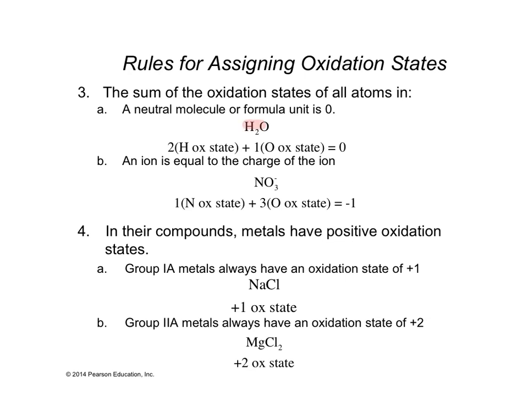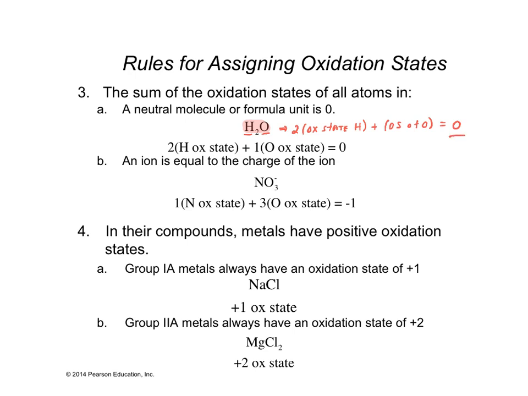So for example, if we had water here, water is neutral, right? So it has a neutral charge overall. So what this states is that the sum of all of the atoms in this molecule has to equal the charge of the molecule. So we have 2 times the oxidation state of hydrogen plus the oxidation state of oxygen. These guys both have to sum to 0, right? So the sum of the oxidation states of the atoms in a molecule has to sum to the overall charge. For a neutral molecule, that has to be 0.